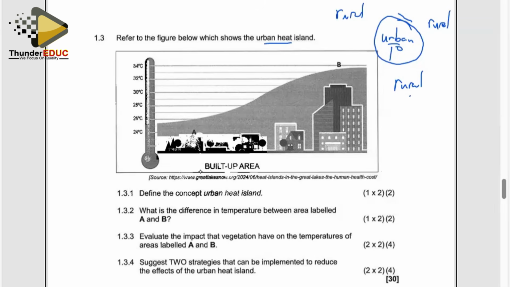Define the concept urban heat island. I think we've explained that. We are looking at higher temperatures over the city.